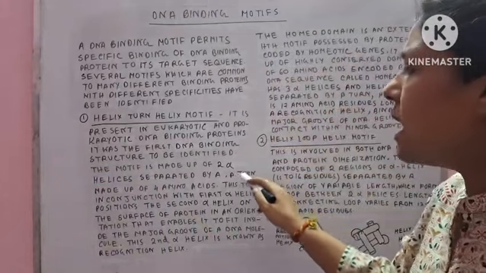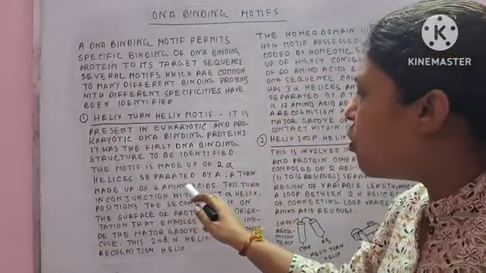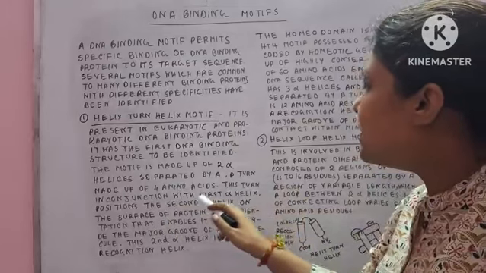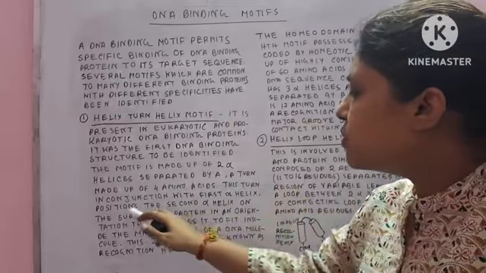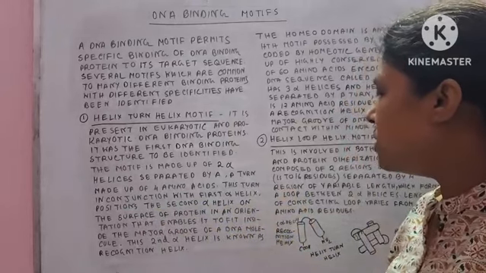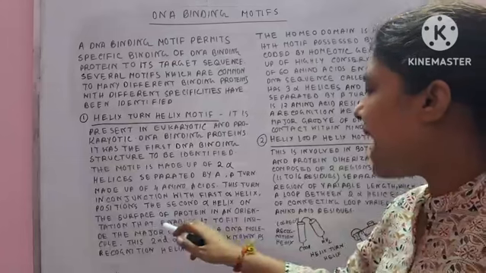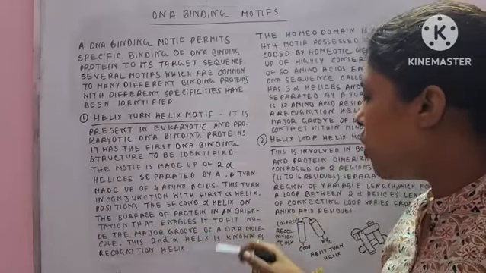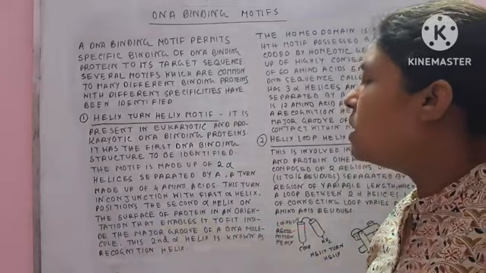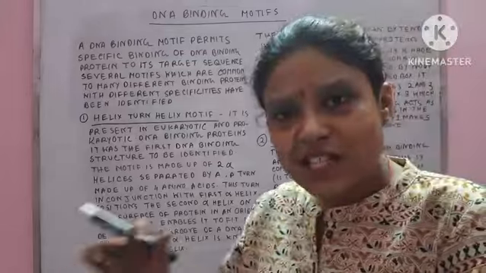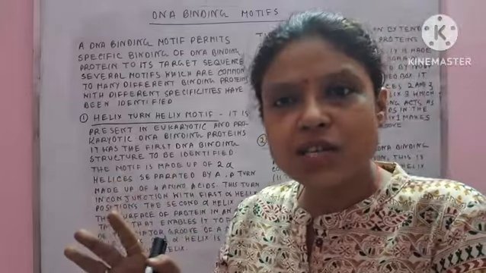And this beta turn consists of 4 amino acids, and this turn, in conjunction with the first alpha helix, positions the second alpha helix on the surface of the protein in an orientation that enables it to fit inside the major groove of a DNA molecule. So what it is saying is that this beta turn attaches the two alpha helices in such a way.